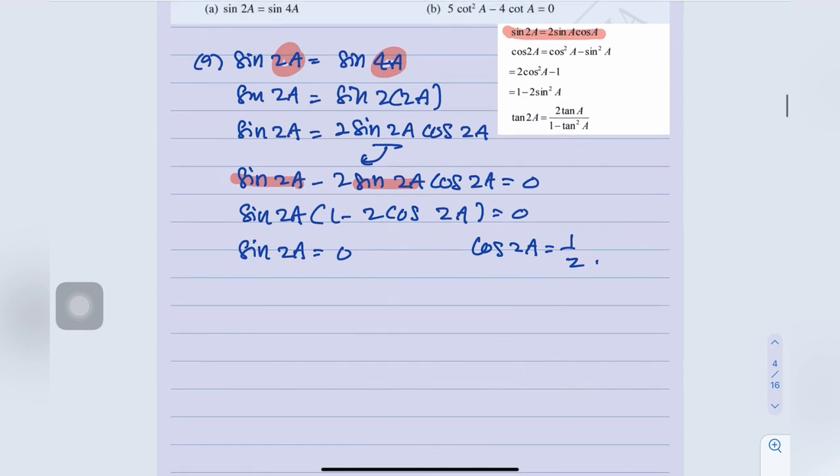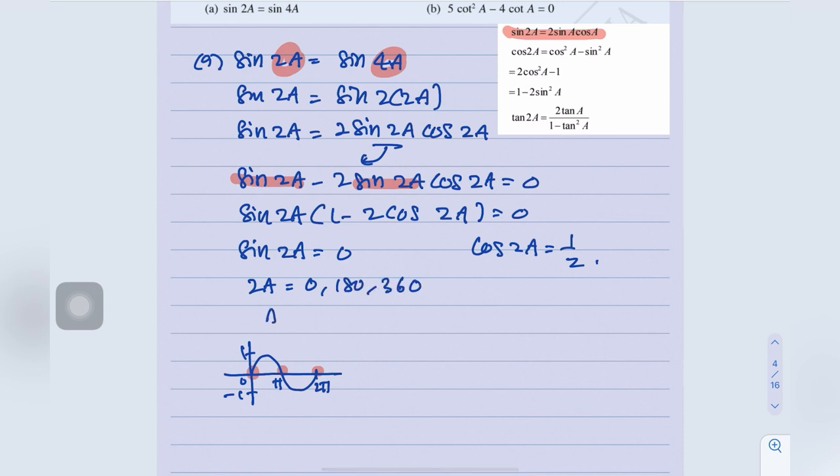Sine 2A, from the graph of sine. The period is 2 pi, maximum 1, minimum negative 1. Sine 2A is 0 here, here, and here, meaning that 2A equals 0, 180 degrees, and 360 degrees. So then A equals 0, 90, and 180 degrees.